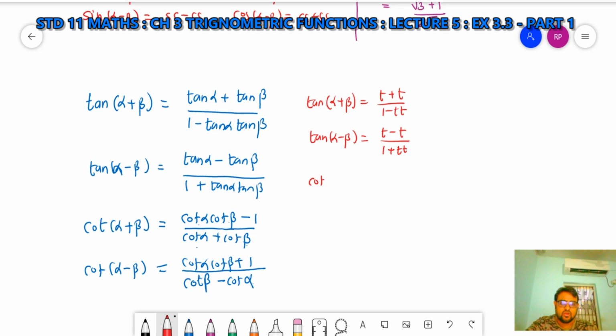In the same way for cot alpha plus beta, you can use the same rhythm but from the denominator: C plus C, 1 minus CC. See, I'm writing in reverse. For cot, I am writing in reverse from the left-hand side, not the right-hand side. C plus C, 1 minus CC. And cot alpha minus beta, again C minus C, 1 plus CC. Here it will be alpha, beta, alpha, beta. This is a short way in which you can remember this. Now let's take an example.